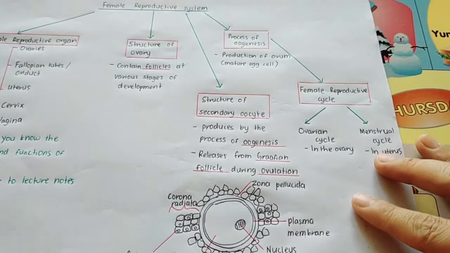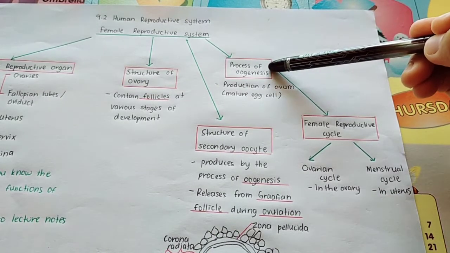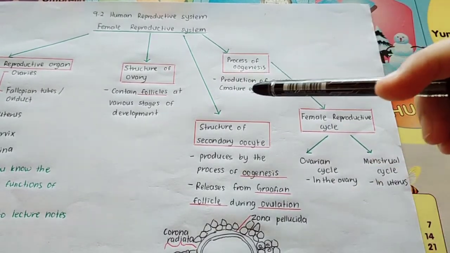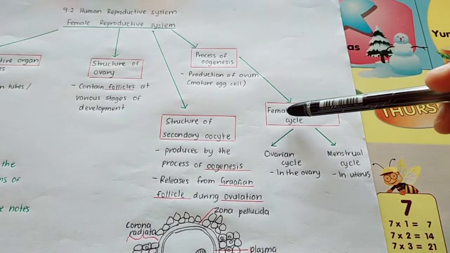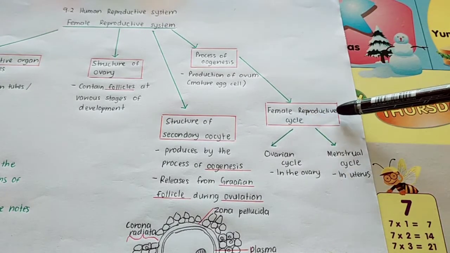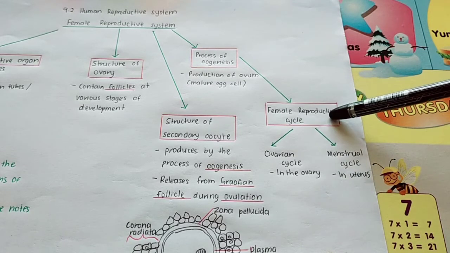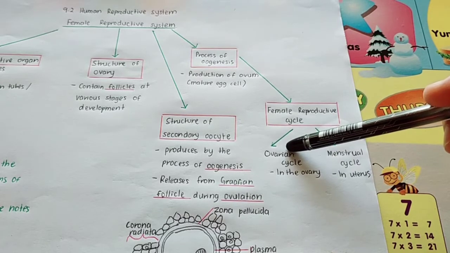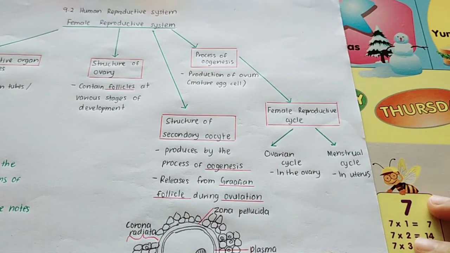Then what you have to know is process of oogenesis. So what is oogenesis? It is the process to produce ovum or mature egg cell. So yang ni nanti kita akan go through. And the other one, you have to know the female reproductive cycle. So this one you have to take note. For female reproductive cycle, it will be divided into two cycles. The first one we call as ovarian cycle that occurs in the ovary. Second, menstrual cycle that occurs in the uterus.